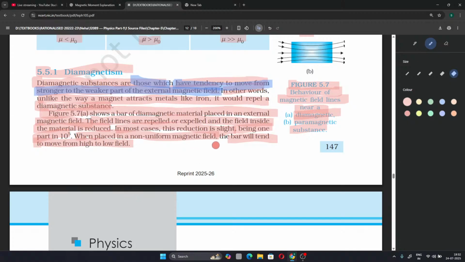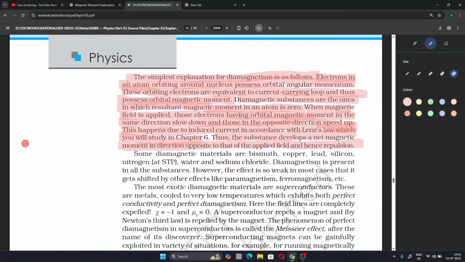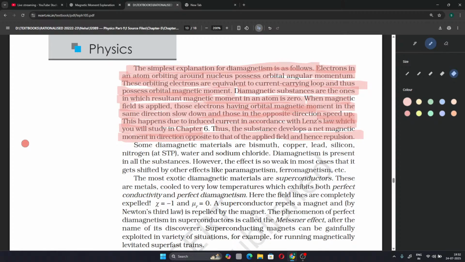In most cases, the reduction is slight, being one part in 10 to the power 5, and placed in a non-uniform magnetic field, the bar will tend to move from high to low field. The simplest explanation for diamagnetism is as follows. Electrons in an orbit in an atom, orbiting around the nucleus, possess orbital angular momentum, and these orbiting electrons are equivalent to current carrying loops and thus possess orbital magnetic moment. Diamagnetic substances are the ones in which the resultant magnetic moment in an atom is zero.